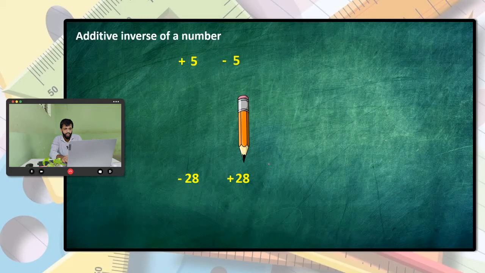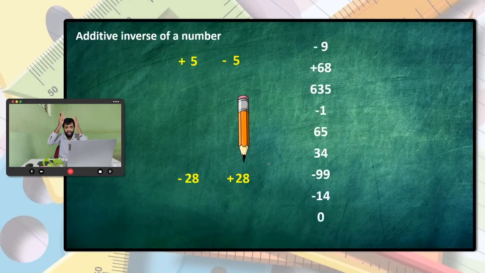Next are a set of numbers over here, for which I want you to write down the additive inverse of all these numbers. What is the additive inverse of negative 9, what is the additive inverse of positive 68, and so on. You can write it down in the comment section, and also in your notebook.